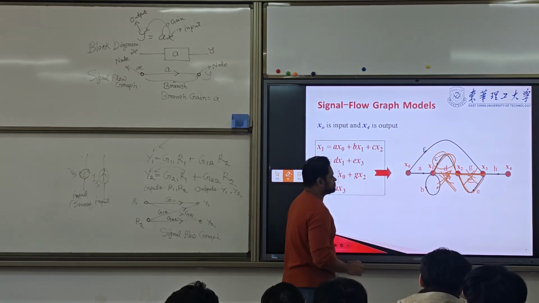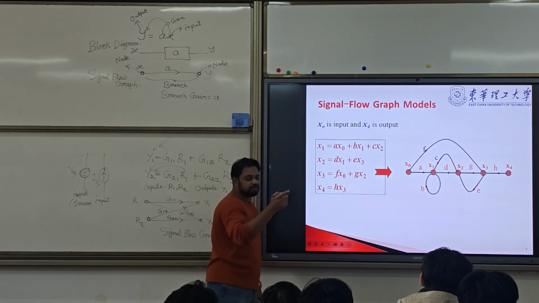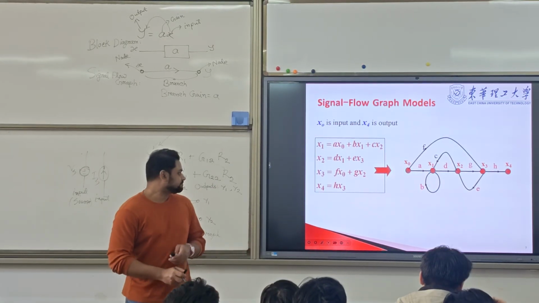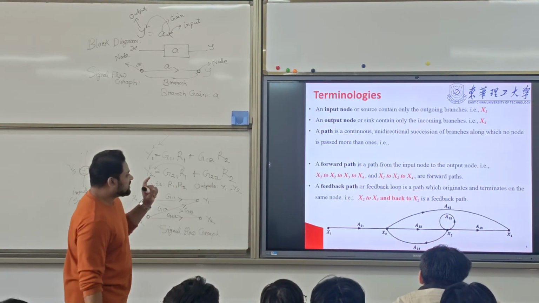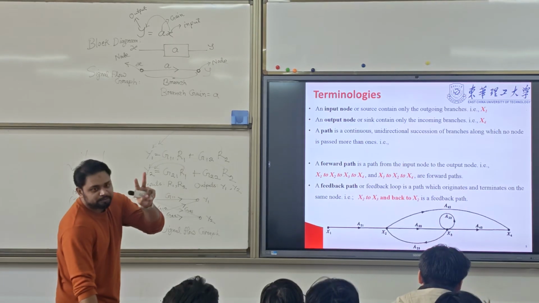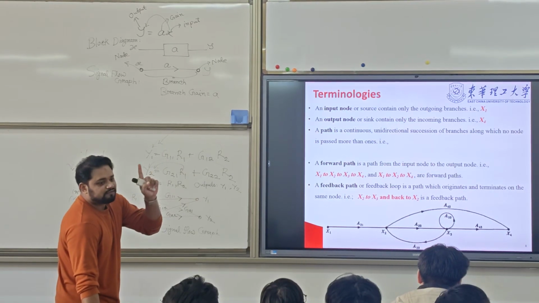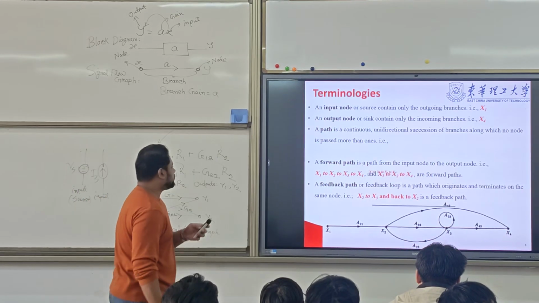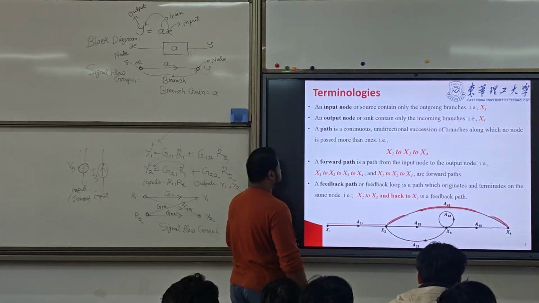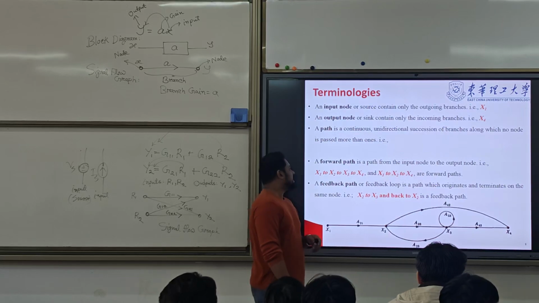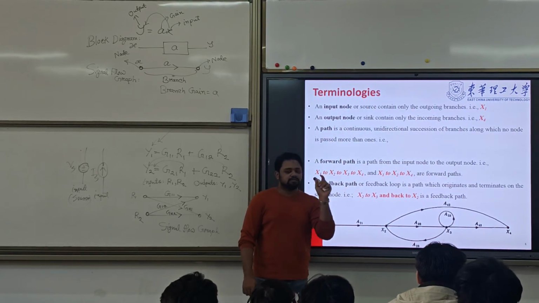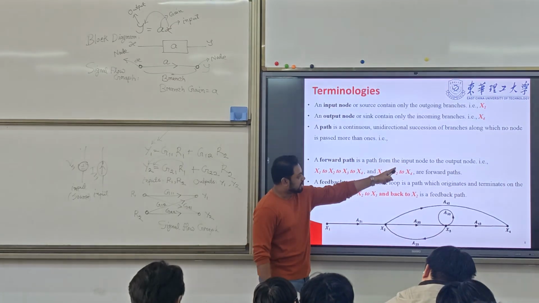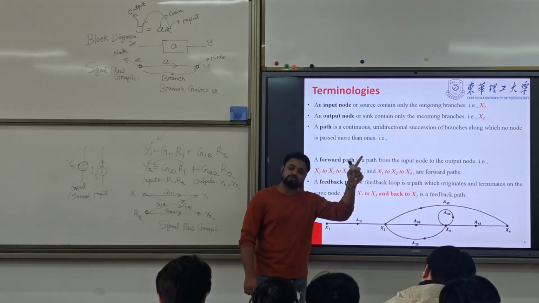So a path is unidirectional. A path will have more than one branch. Alright, now that's a path. Now there are 2 types of paths. One, forward path, another one, feedback path. Forward path, what is that? A forward path is a path that will start from an input and it will stop at the output.